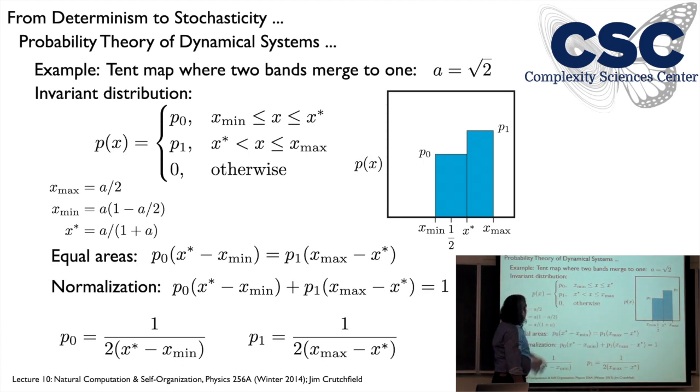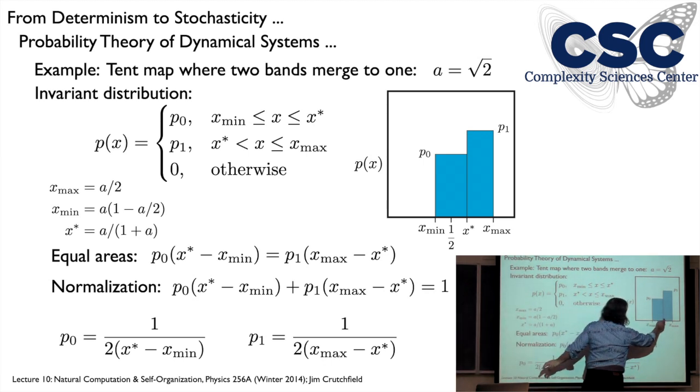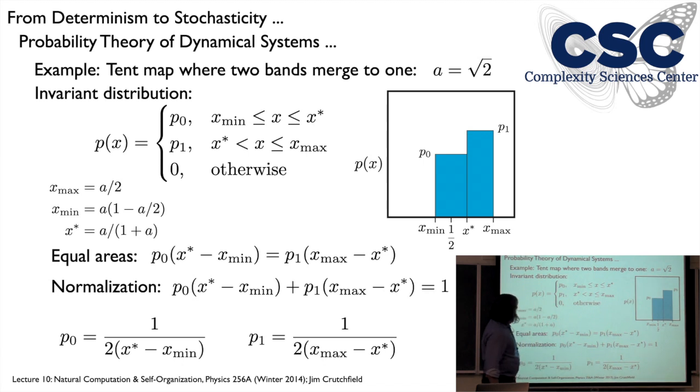So this is the guess here for the invariant distribution. Again, x max is just a over 2, or in this case, square root of 2 over 2. The minimum value down here, just iterate this forward once, and then we know where this non-trivial fixed point is, the unstable one.